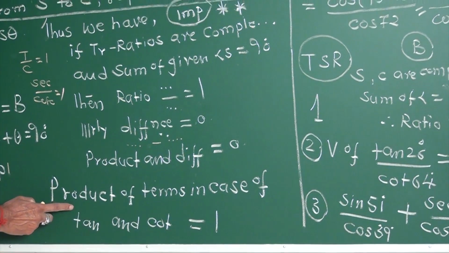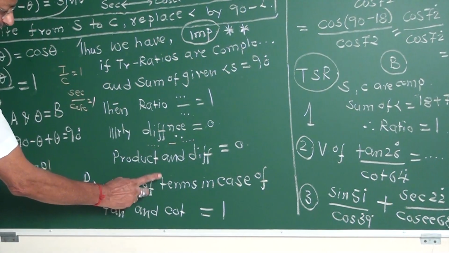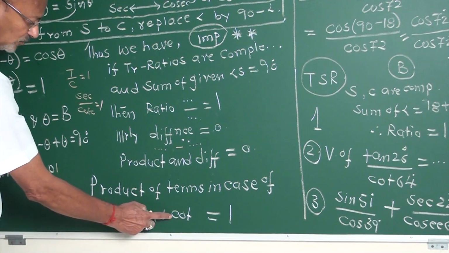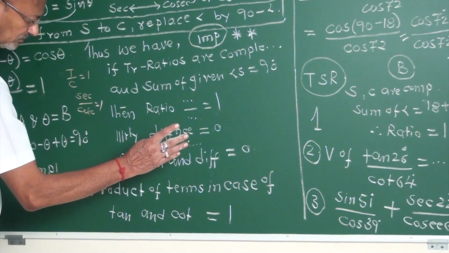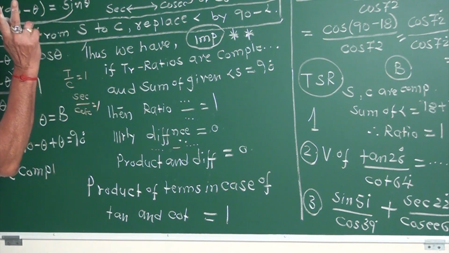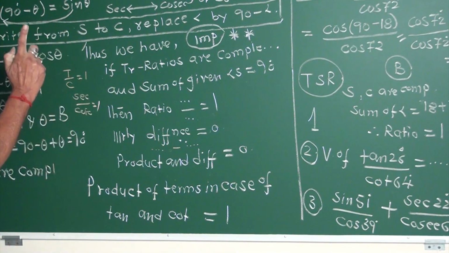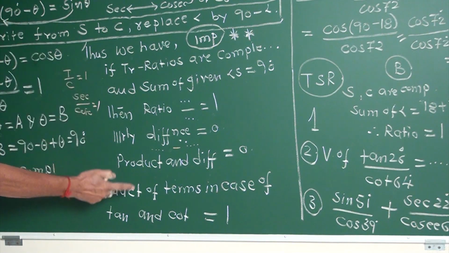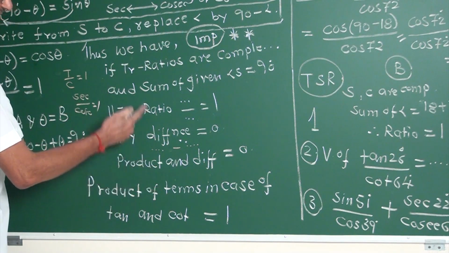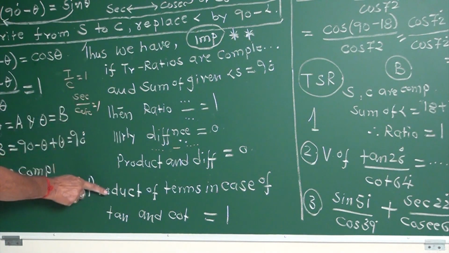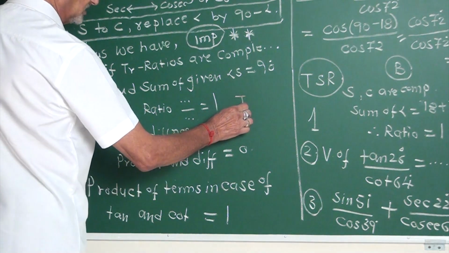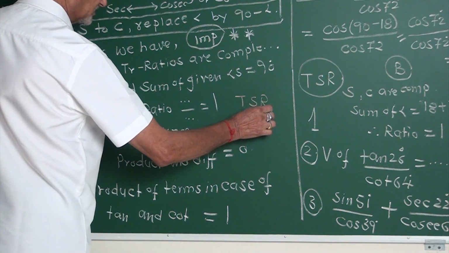But in case of product, it is a product of terms containing only tan, not sine cos, only tan, only cot, any number of them. But in that case, the sum of each pair of angles must be 90. Even in this case it is equal to 1. I will do examples based on these results, my friends. Time saving results. TSR.